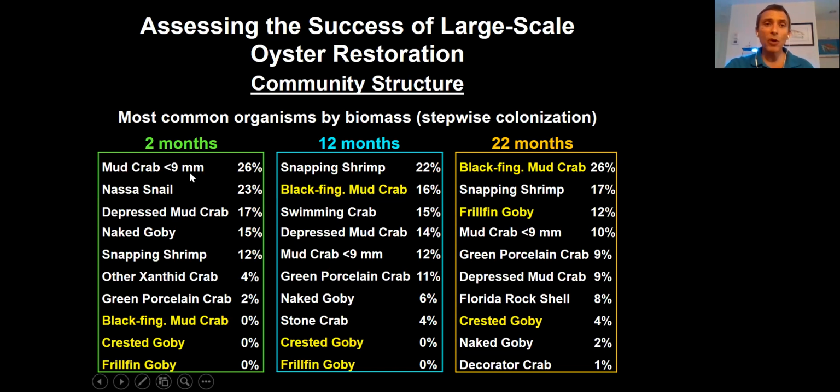At 2 months, even though there are lots of different animals living on the reef, those 3 important ones aren't there yet. After a year, only 1 of the 3 important species is present. The other 2 are still absent. Finally, after a little bit less than 2 years, we start to see a fingerprint of animals living on the reef that looks almost identical to a natural reef. And we see that stepwise progression in oyster reefs no matter where we build them.